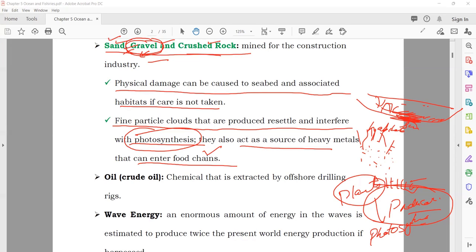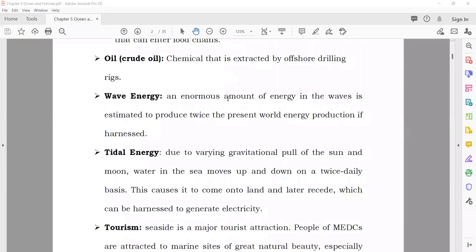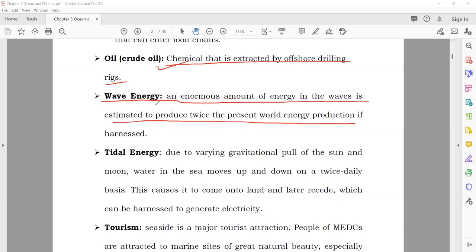Okay, so this is the other thing we said that we can get from the ocean: sand, gravel, and crushed rock. After that, you have oil. Oil means you're talking about crude oil. You can find a lot of wells of crude oil in the ocean, even in Saudi Arabia, in the Dammam area. So you can get crude oil from the ocean. Wave energy, we discussed in chapter number 2, is the energy produced by the waves in the ocean. So they are also getting wave energy from the ocean.